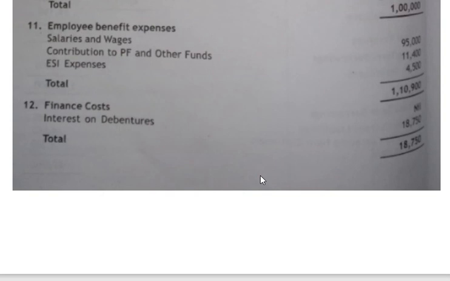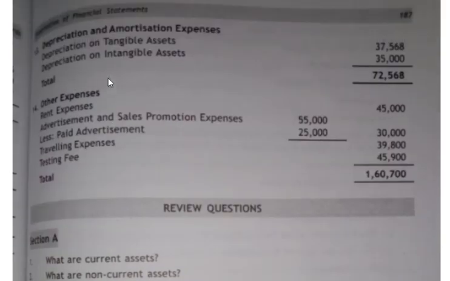Employee benefit expenses, salary and wages is 95,000. Contribution to provident fund and other funds is 11,400. ESI expenses is 4,500. Total you get 1,10,900. Then you have your finance cost, interest on debentures is 18,750.